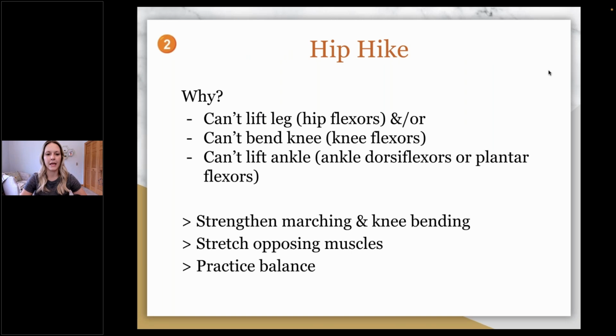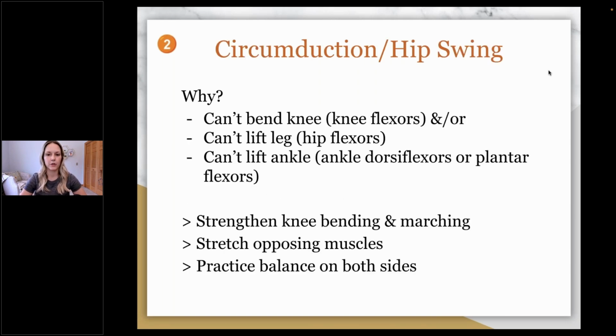If you look at the hip hike, it's basically the same reasons, and everyone's body just compensates differently. For some people, hip hiking is going to feel easier than hip circumduction or hip swinging. For other people, this will feel easier, but it's the same reason. Therefore, the exercises are going to be the same for hip hike as for hip swinging, because the goal is to bend your knee better, lift your leg better, and lift your ankle better by strengthening and stretching muscles.